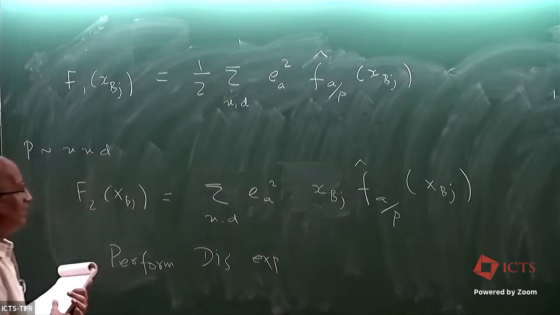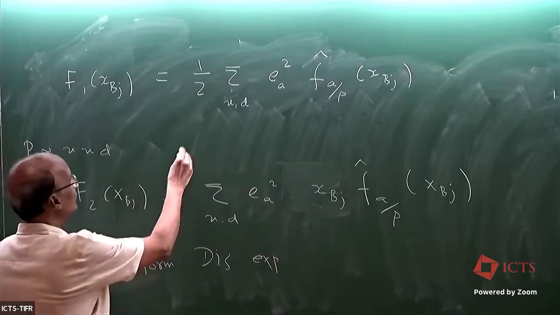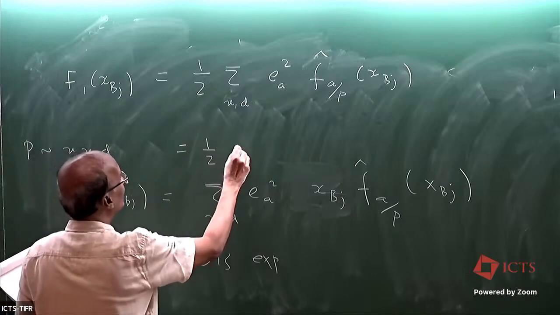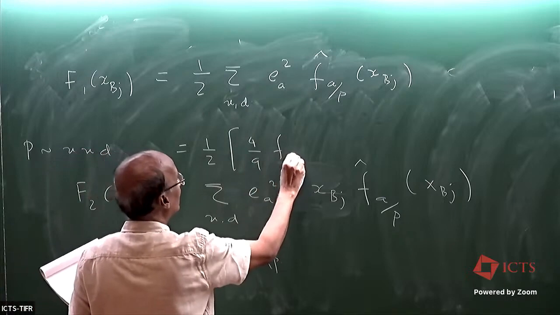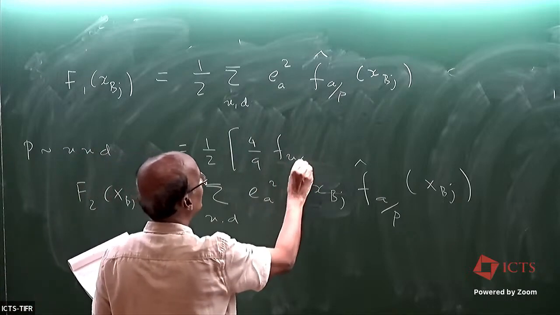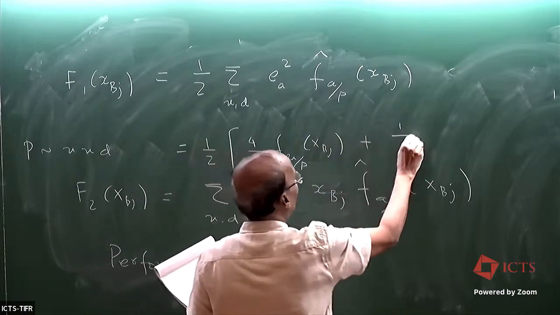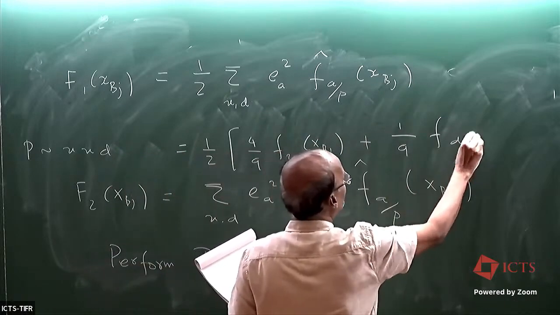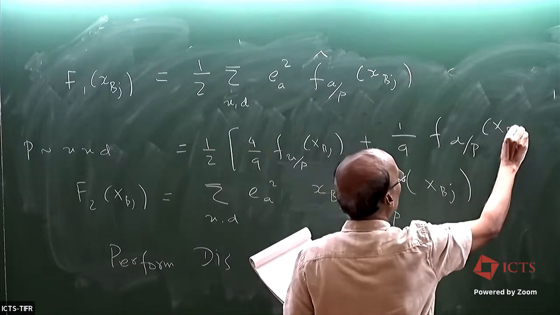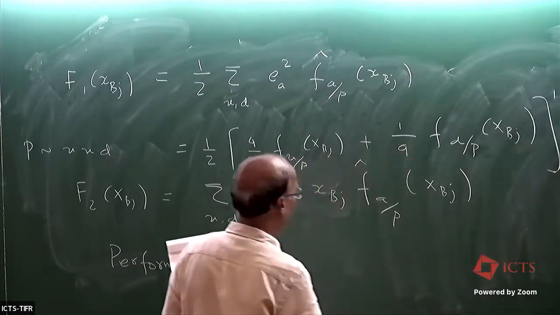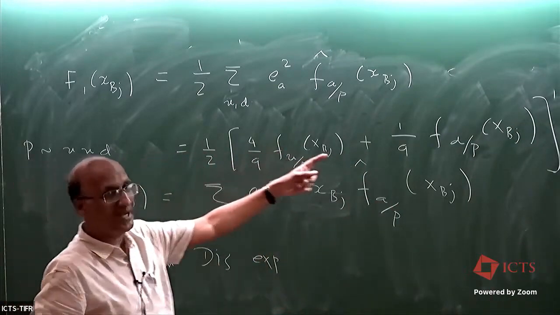And use this formula. What this formula tells you here is half of 4 by 9 Fu in the proton xbj plus 1 by 9 Fd in the proton xbj. This is what you get. The second formula also gives you something like this, with xbj multiplied here.